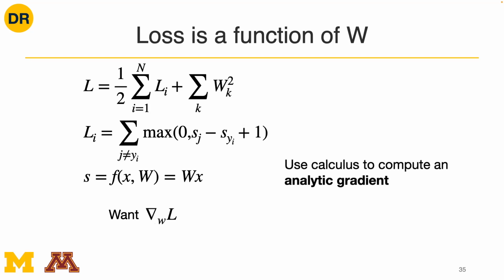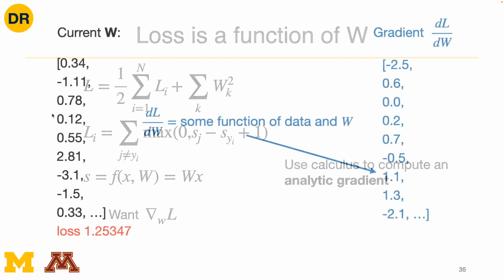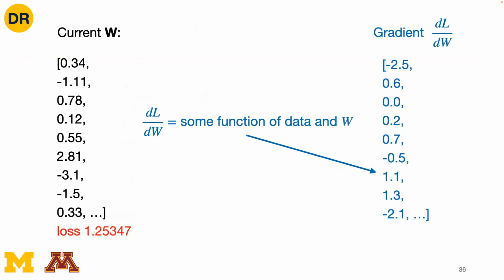So instead of using the numeric gradient method, which we saw would be slow and approximate, what we can do is use calculus and our knowledge of the particular parameterization of this loss function to directly calculate, in analytic form, in closed form, what the gradient would be. This will be much more efficient, and it will no longer be approximate. It'll be the exact calculation. So overall, we can consider this gradient to be some function of the data and also the parameter setting w.